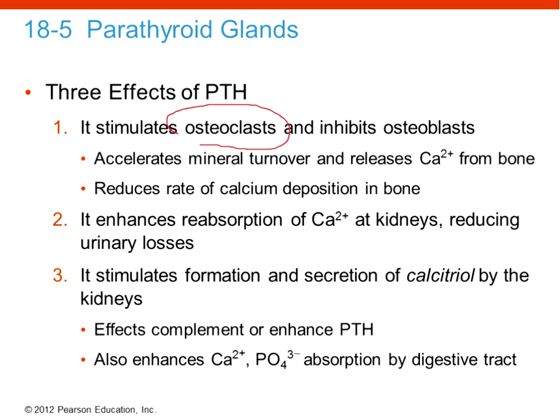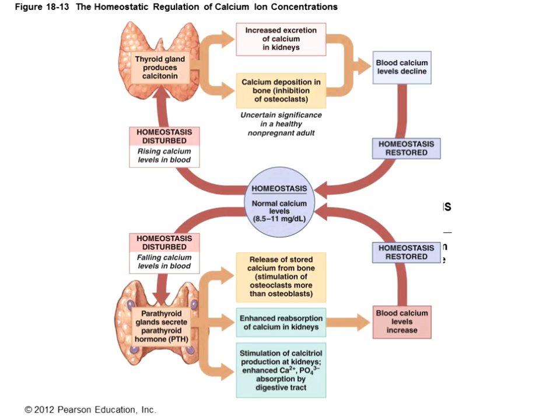And so PTH, again, is trying to get blood calcium back up. So it's going to stimulate osteoclasts, right? Because if you stimulate osteoclasts, you're going to accelerate bone turnover. When you break down bone, you're going to release calcium in the blood, and your calcium level is going to go up. It can also reduce what's lost at the kidneys, giving you more calcium, and ultimately get your blood calcium back to normal.